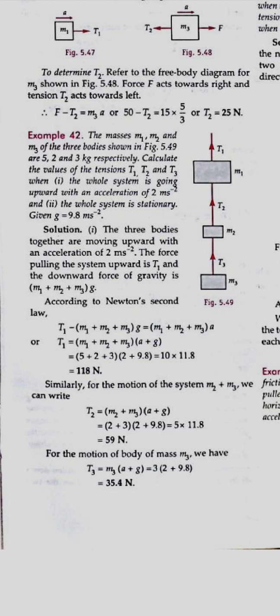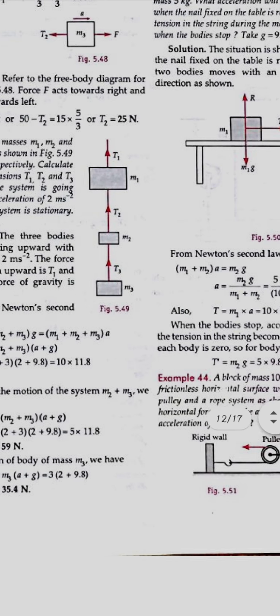So tension T will be together, that is (5 plus 2 plus 3) times (2 plus 9.8). Together we get 118 Newton, because these 3 masses are acting together. For tension 2, the second string will be taken due to the masses m2 and m3, so it will be (m2 plus m3)(a plus g). And the tension on the mass, T3, will be m3(a plus g), that is 3 into (2 plus 9.8).